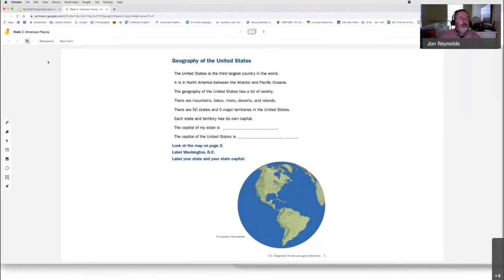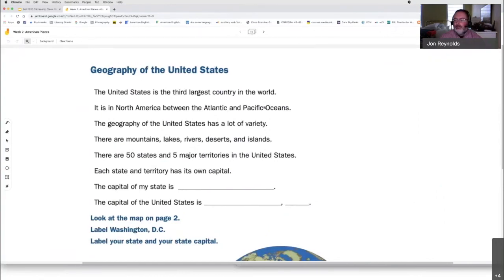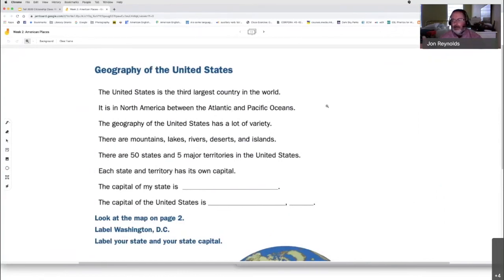Okay, so I'm going to zoom in here. Okay. All right, so everyone, let's say that word together, geography. Let's try it, ready? Geography. All right, so hopefully you were practicing it, okay?